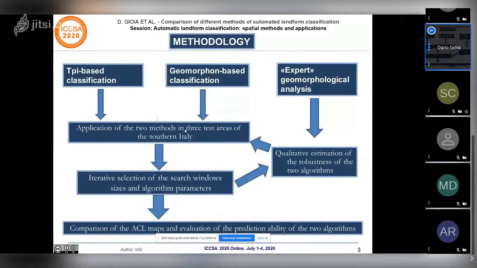In this slide, we can see the workflow of the study. We extracted the automatic landform classification maps using the two algorithms in the 3 study areas, starting from a high-resolution DEM. We selected the best algorithm parameters and appropriate search window sizes using an iterative procedure based on the comparison between the automatic landform classification maps and manual geomorphological maps of small test areas. Then we performed a visual and statistical analysis of the selected automatic landform classification maps of the study areas.